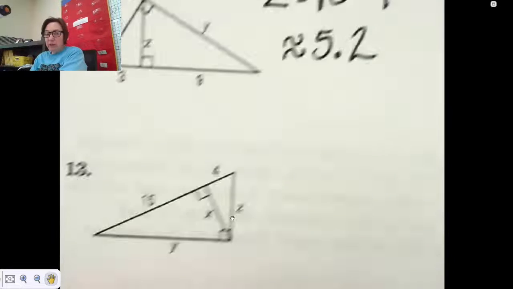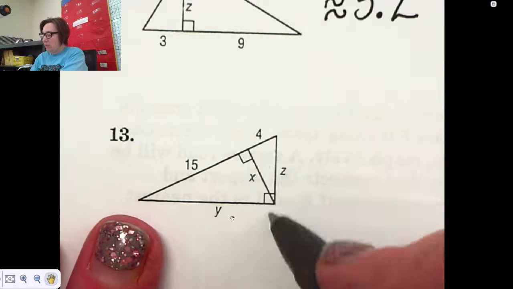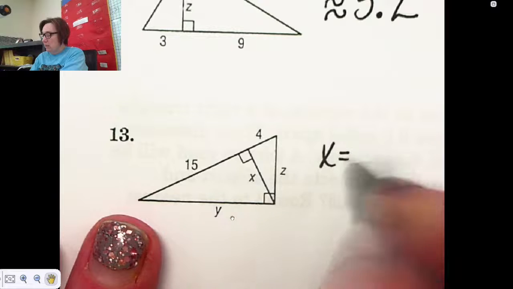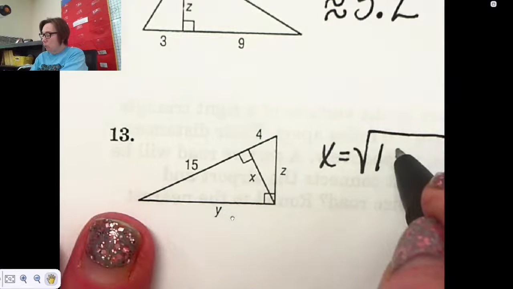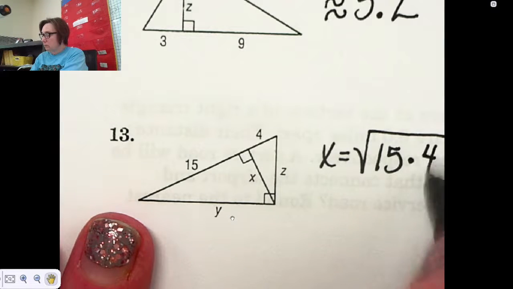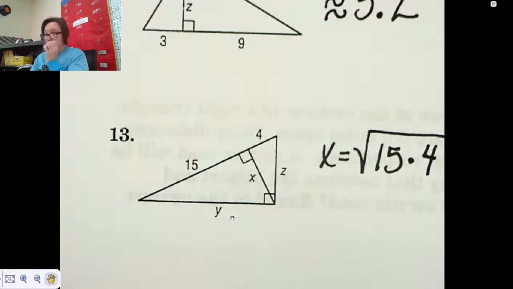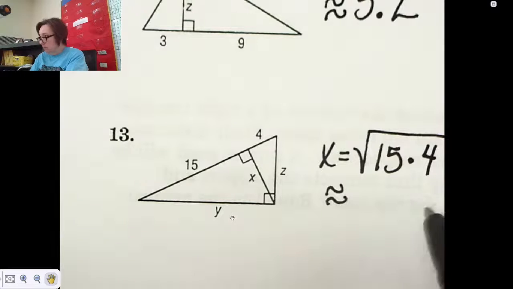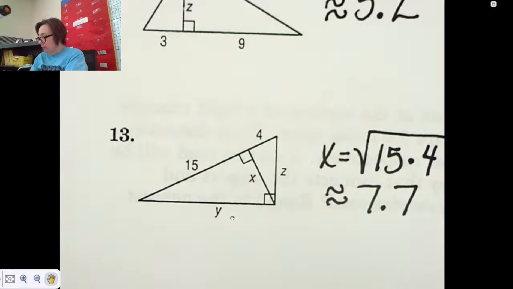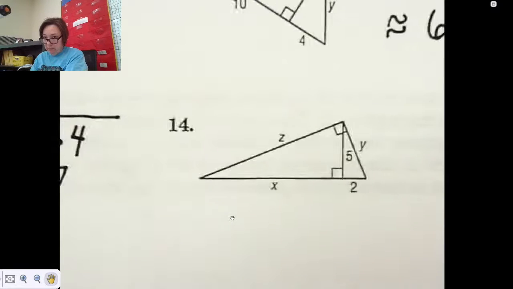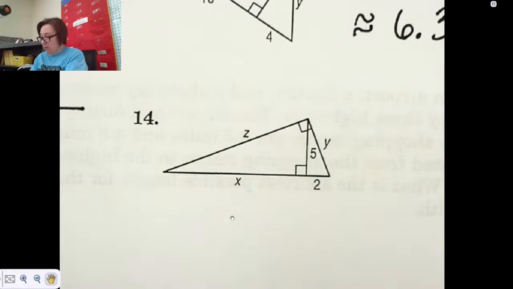Okay, look at 13. If we want to find x, that's our altitude. X is the square root of what? 15 times 4. What is that? 7.7. Okay, look at 14. Y'all tell me what to do on this one.